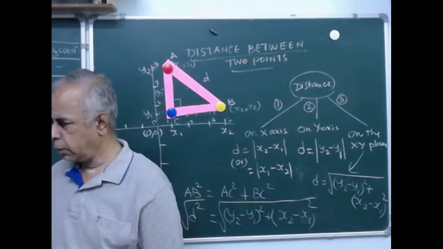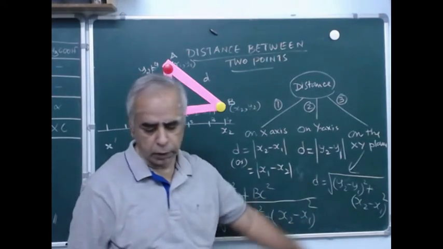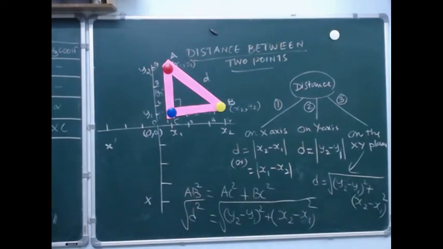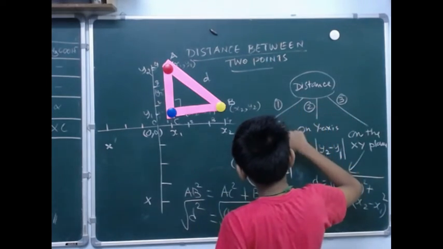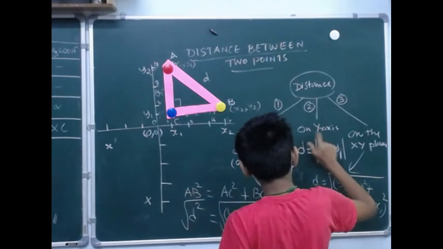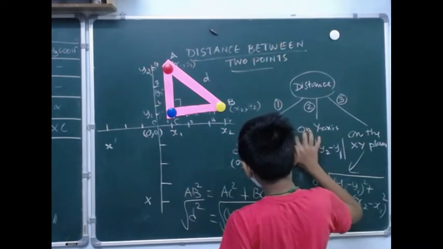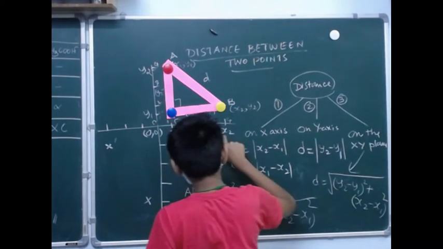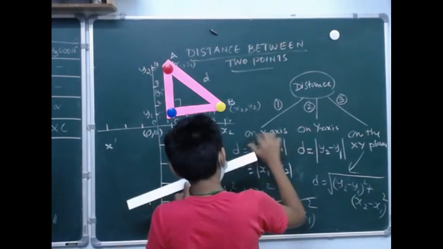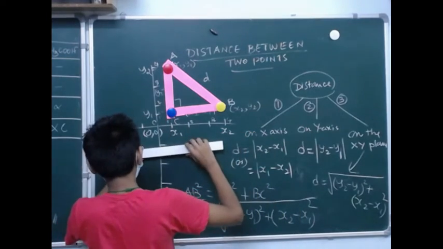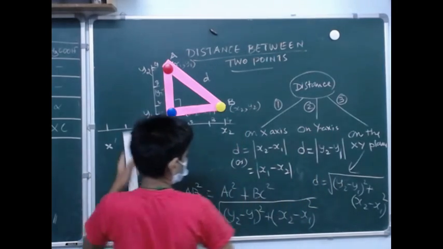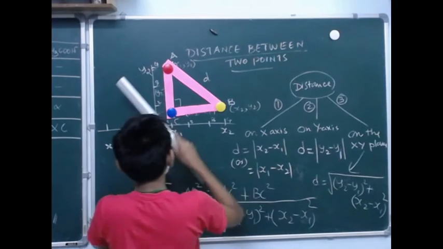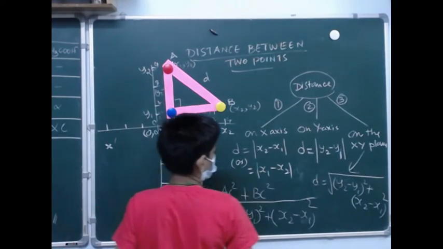Clear? Can you explain only this formula? Distance can be separated into on x-axis, on y-axis, on the xy plane. On x-axis means only from the x-axis. On y-axis means only from the y-axis. On the xy plane means both the x and y plane.